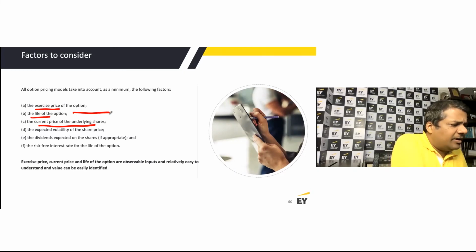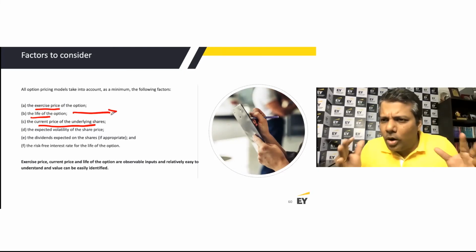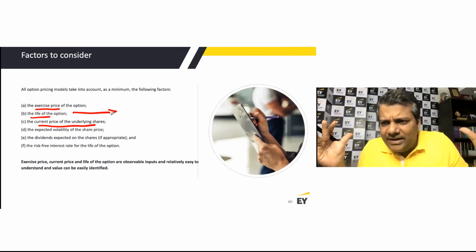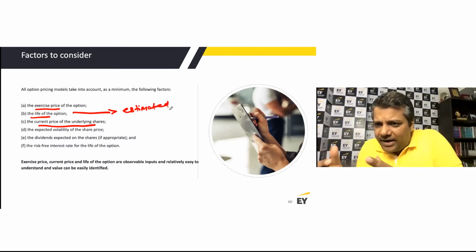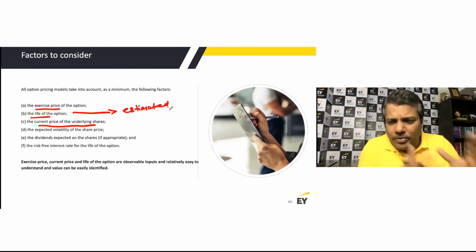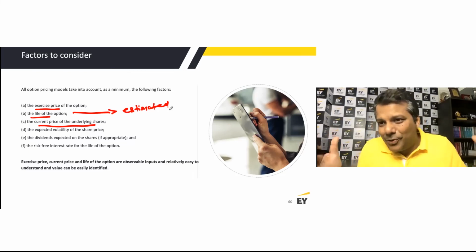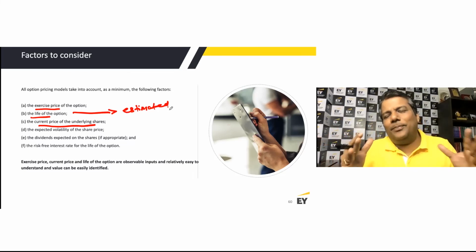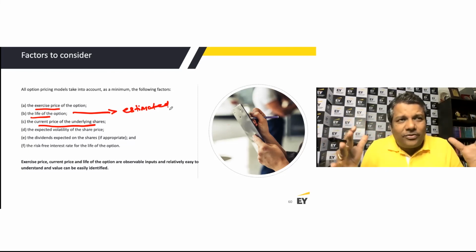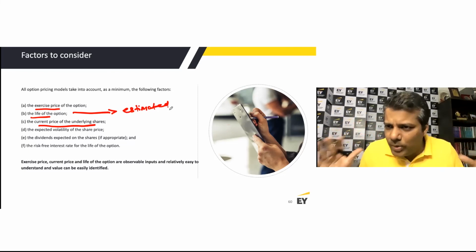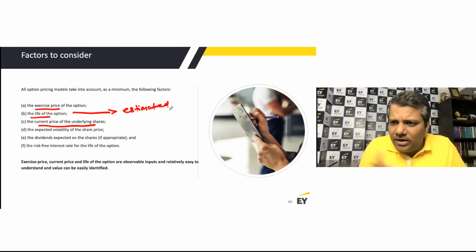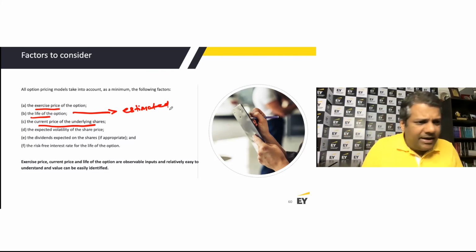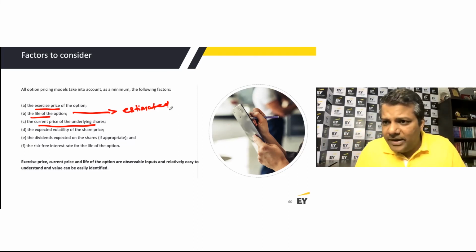Now, life here is not the contractual life. Contractual life is just 10 years. Here it is the estimated life, because the employee can exercise anywhere between 4 years to 10 years. Could be 4 years, 5 years, 6 years, or 10 years, depending upon your estimate of the life over which this employee is likely to exercise once vested. It can't be lower than the vesting period, but it can be anything between 4 to 10 years. It's again a subject matter of estimate.